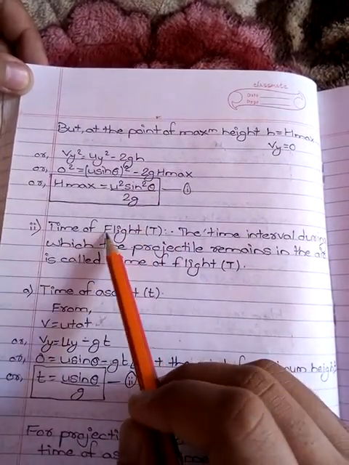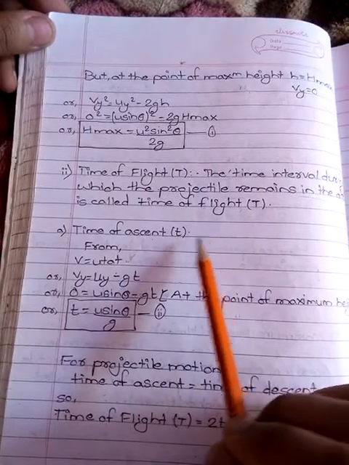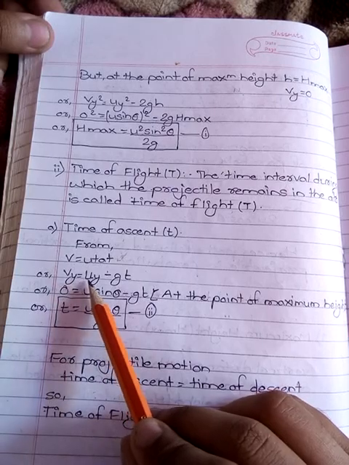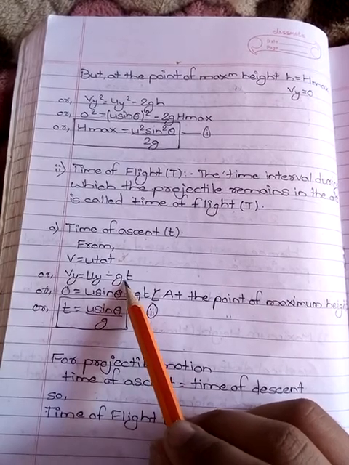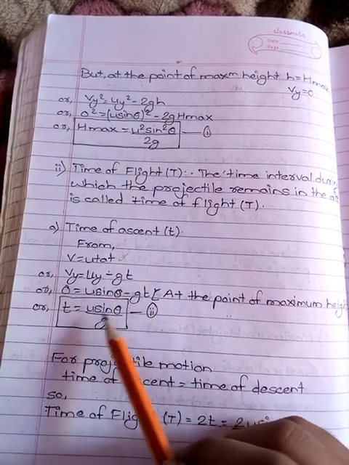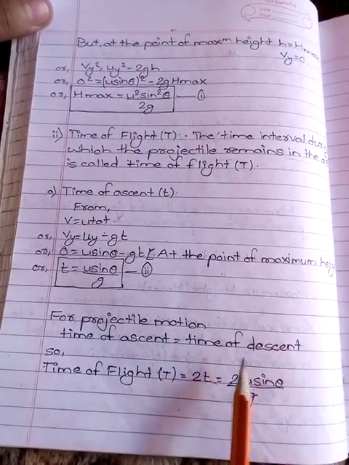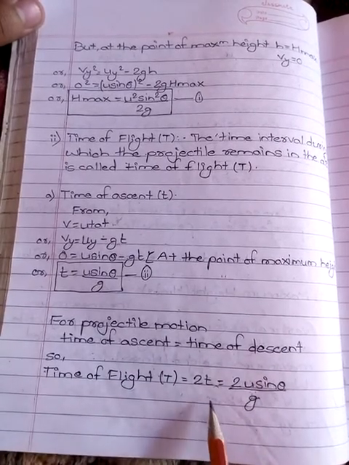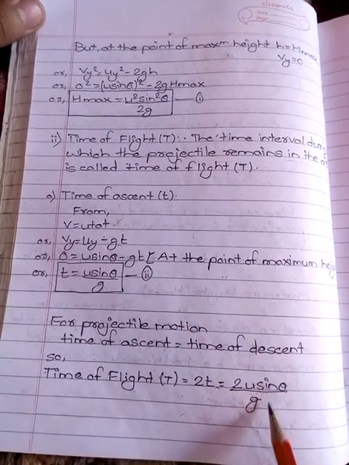And the time of flight: the time interval during which the projectile remains in air is called time of flight. v is equal to u plus at, and vy is equal to u sin theta minus gt. Since it moves upward, it works under gravity. At maximum height vy is 0, so u sin theta is equal to gt, so t is equal to u sin theta upon g. For projectile motion, time of ascent is equal to time of descent. So time of flight is equal to 2t, which is 2u sin theta upon g.